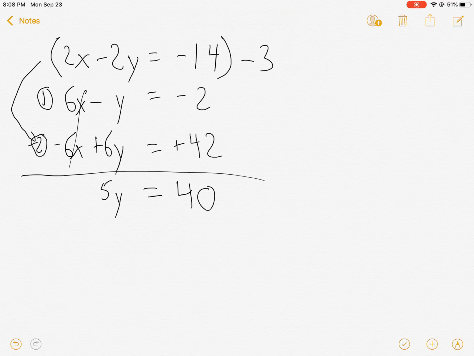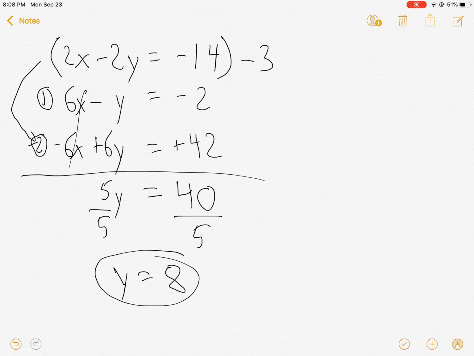Since I canceled out the x's, there's not much more left to solve this equation. All I need to do is divide by 5. 40 divided by 5 is 8, so there's half of my answer. All we have to do now is go back to one of the original equations and plug in 8 for y, and solve it the rest of the way out.